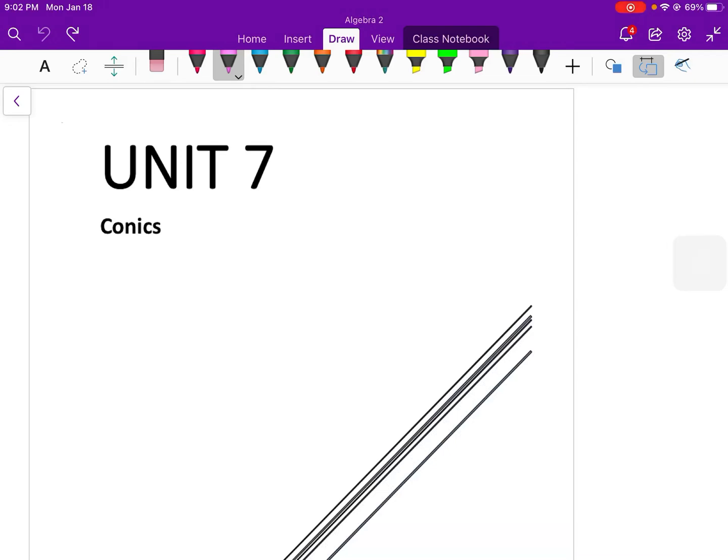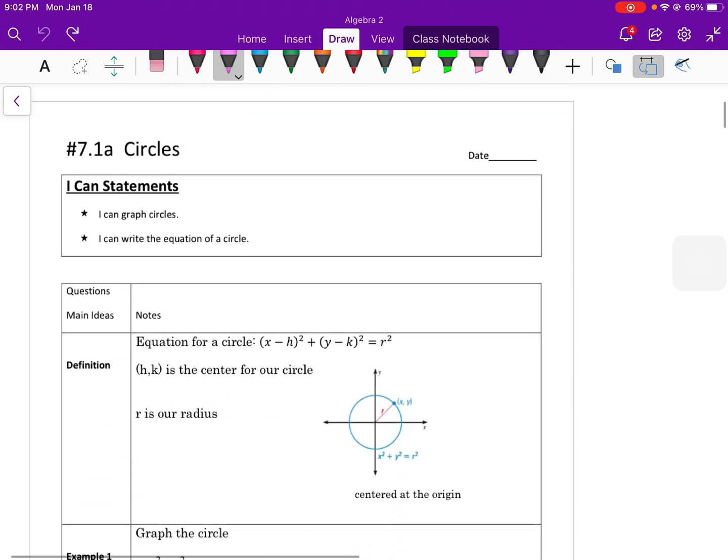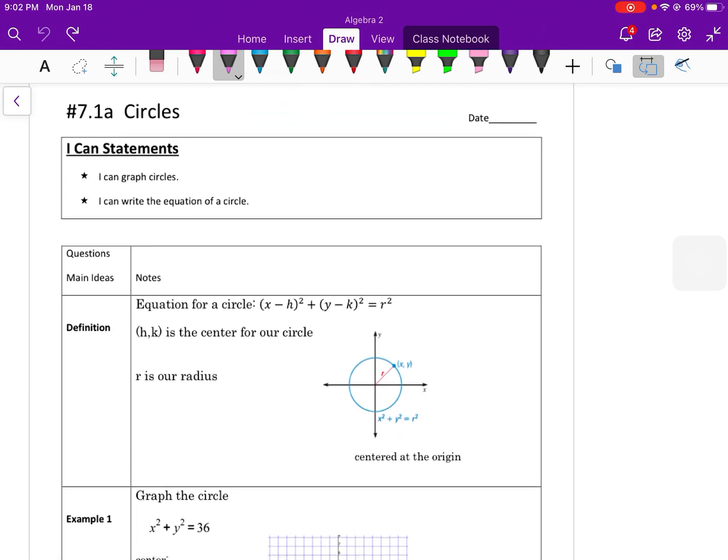All right, hello class. This will be Unit 7 on conics, and we'll be starting out with circles. By the end of this lesson, we will be able to graph circles and write equations of circles.